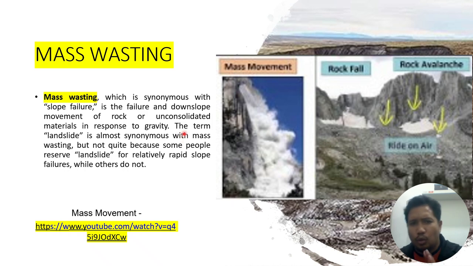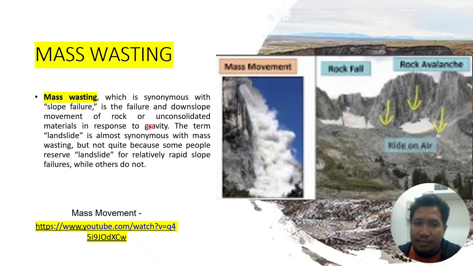So it is more or less like a landslide. The term mass wasting is synonymous with slope failure. If you have heard this before, it is because we have plenty of slope failure events happening in Malaysia. That is the only natural disaster that we can say is catastrophic in Malaysia, because slope failure is described as the failure of a slope and the subsequent downslope movement of materials.